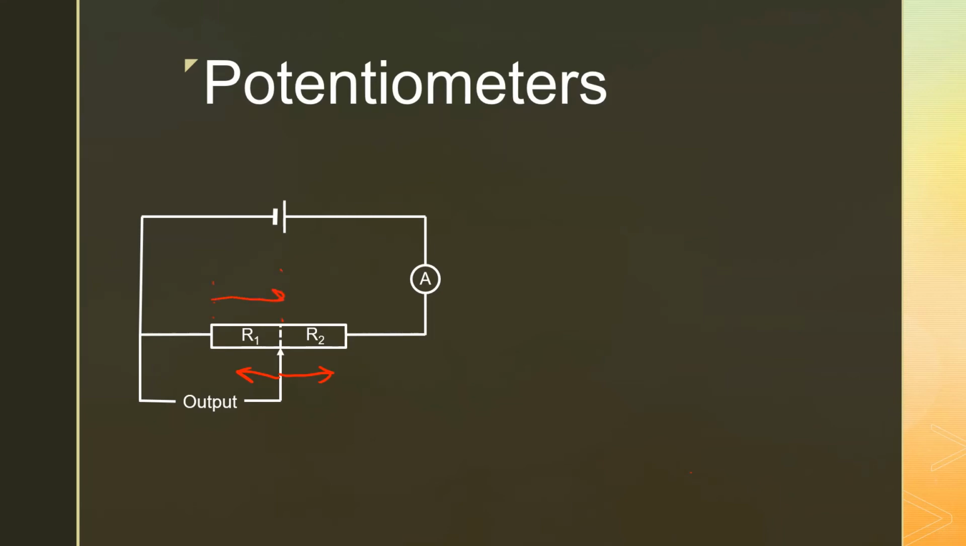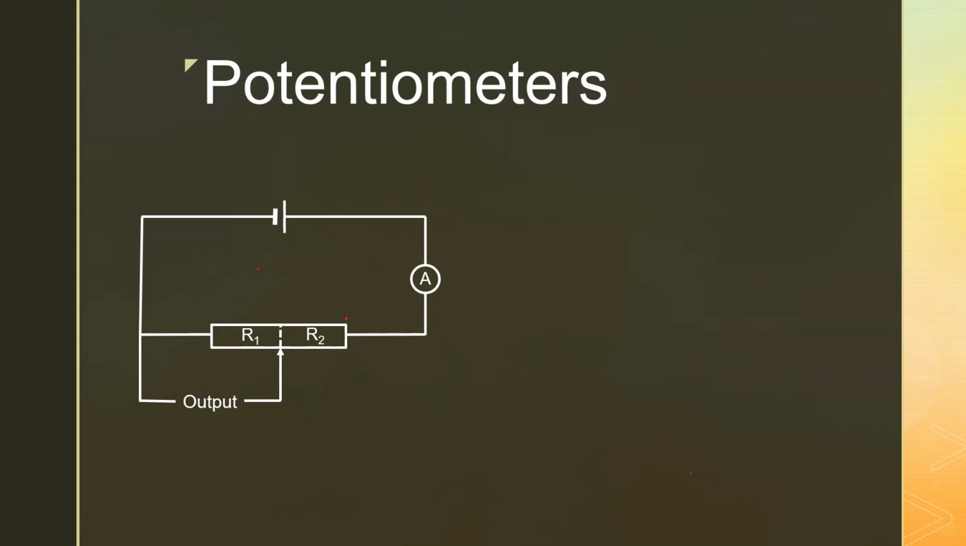So if I'm going to move this slide to the left, I'm going to decrease the length L1, and therefore I'm going to decrease the resistance of R1. And likewise, I'm going to increase the length L2, and I'm therefore going to increase R2. Now, what effect is that going to have?